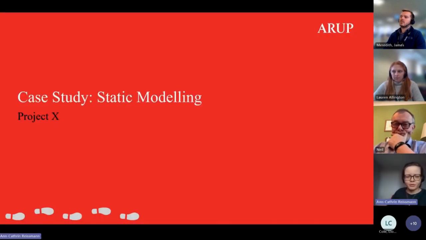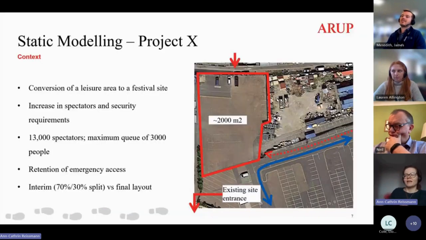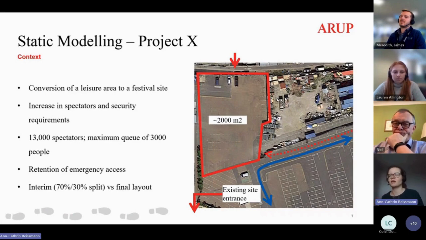In terms of static modelling, I'll be talking through Project X, which I had to somewhat anonymize, but it does illustrate the concept quite well, so I do want to talk through that. Here, the client asked us to convert a leisure space to a festival site, and that will coincide with pretty much double the spectators and enhanced security requirements. They were looking at a maximum queue of 3,000 people.